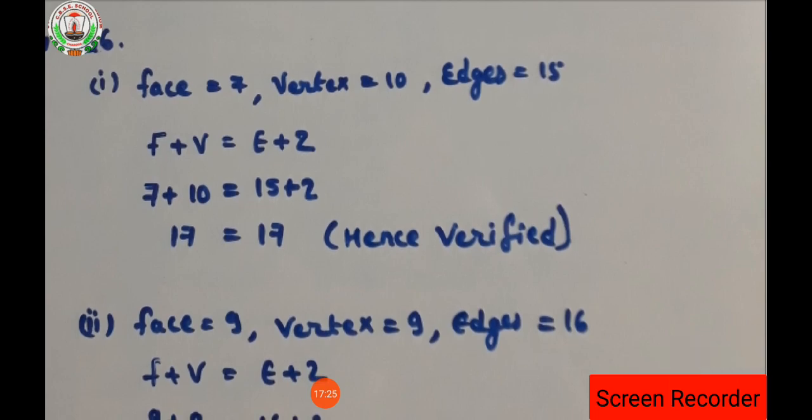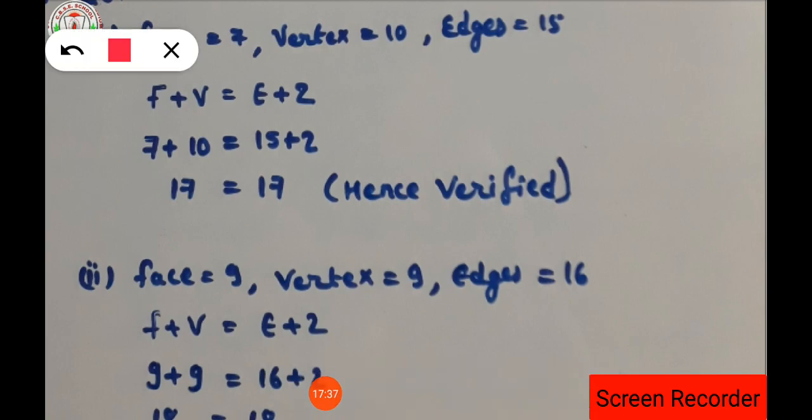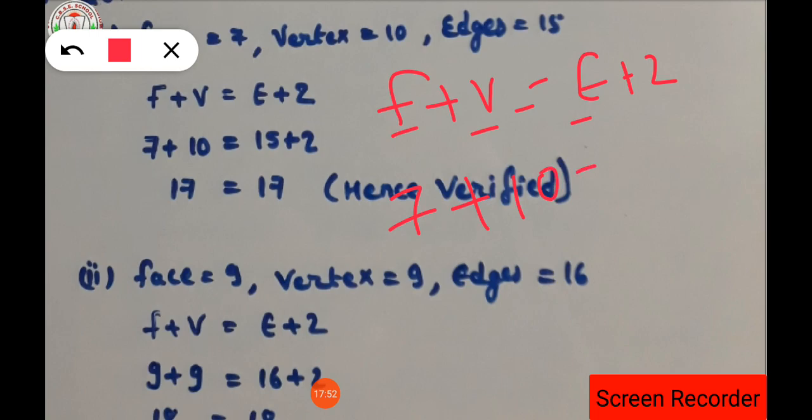In question number 6, it is said that from the figure itself you have to calculate the number of faces, number of vertices and number of edges. Then you have to verify Euler's formula, isn't it? So in that figure, the number of faces is 7, the number of vertices is 10 and the number of edges is 15. Euler's formula is F plus V is equal to E plus 2, where F is face, V is vertex, E is edge.